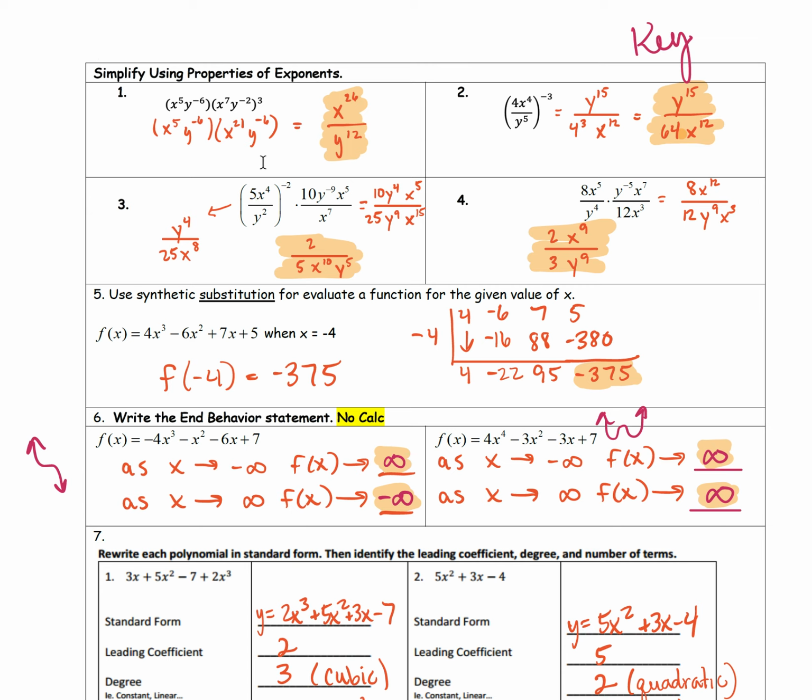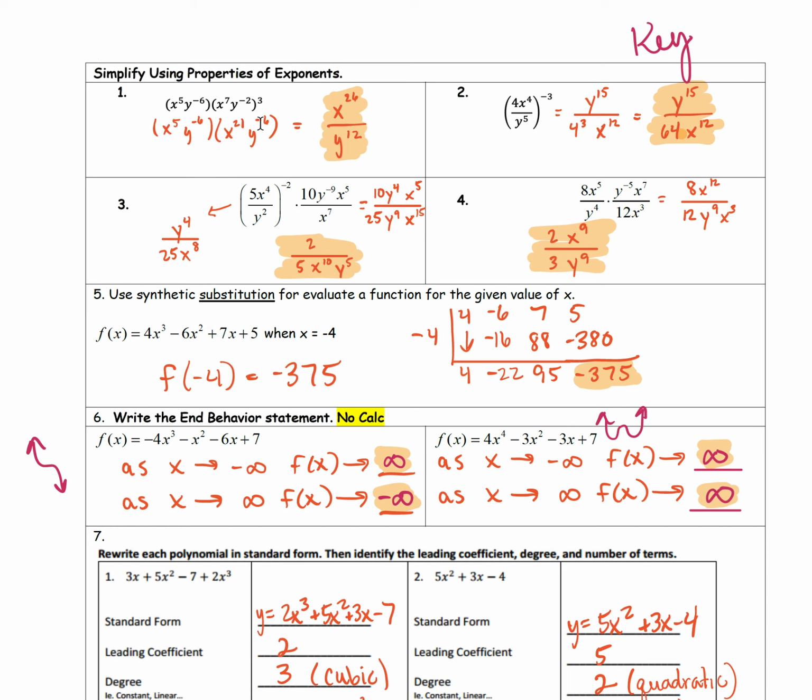These first four look like exponent problems. First thing you want to do is deal with the powers. So I'm going to take this 3 and remember, if you take x to the 7th, y to the negative 2nd, cubed, you get 3 groups of that. Well, 3 groups of 7 and 3 groups of negative 2 give you 21 and negative 6.